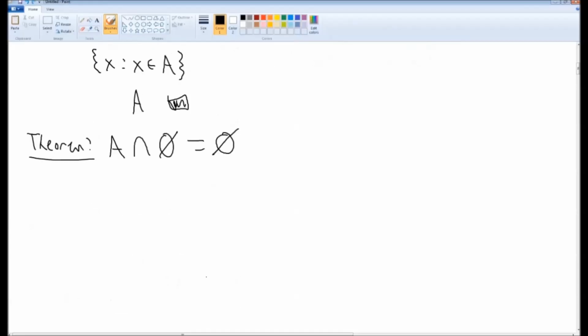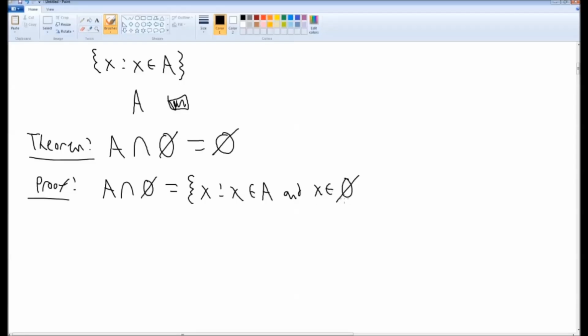Next theorem: if you take the intersection of any set with the empty set, you just get the empty set. And now why is that true? Well, if we simplify the intersection of A with the empty set, this is just the set of X such that X is in A and X is in the empty set. But now here's the thing, X is in the empty set is always false. So something and false simplifies to false. So the set of X for which false is true is the empty set, because there's no X that could make that true. So that proves the theorem.